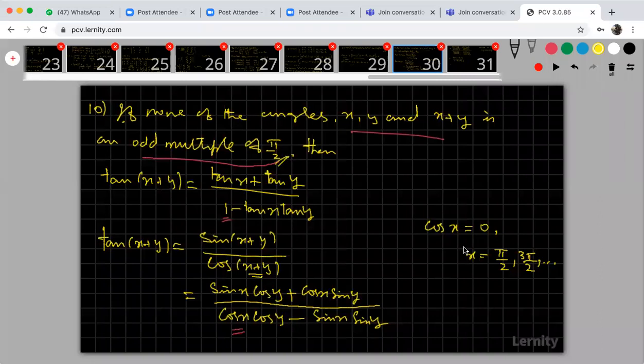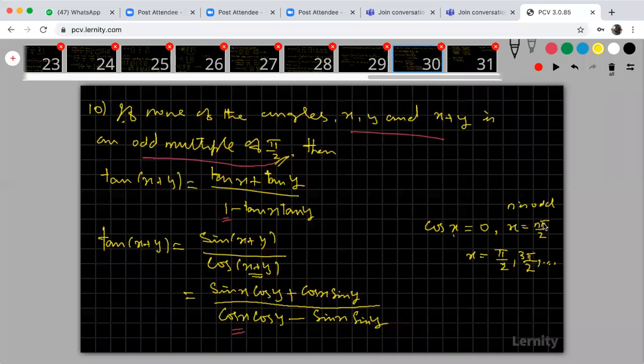Okay. Why, sir? Suppose cos x is equal to 0. For what angles of x is cos x 0? When x is equal to pi by 2, cos 90 is 0, cos 270 is 0, cos 5 pi by 2 is 0, cos 7 pi by 2 is 0. So therefore, cos x is equal to 0 when x is equal to n pi by 2. This we have already discussed. Here n is an odd integer, it may be positive or negative. Odd integer times pi by 2: 1 pi by 2, 3 pi by 2.